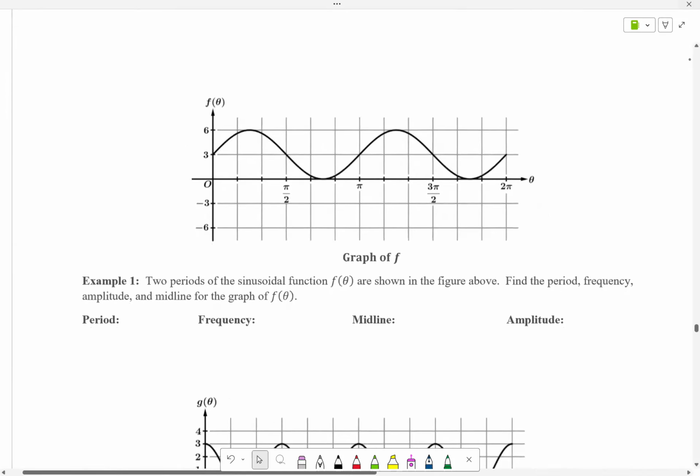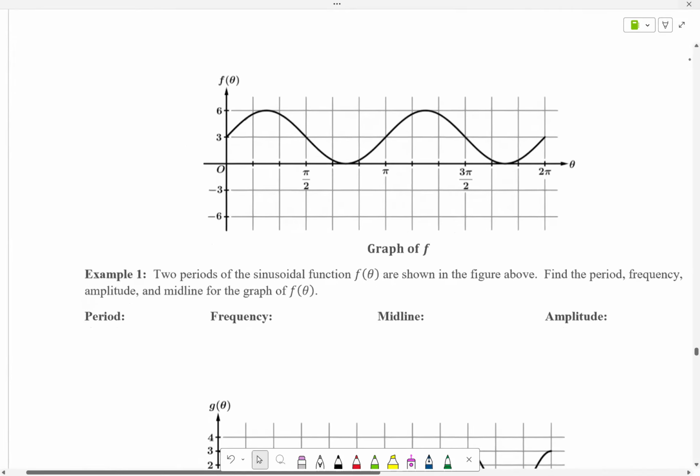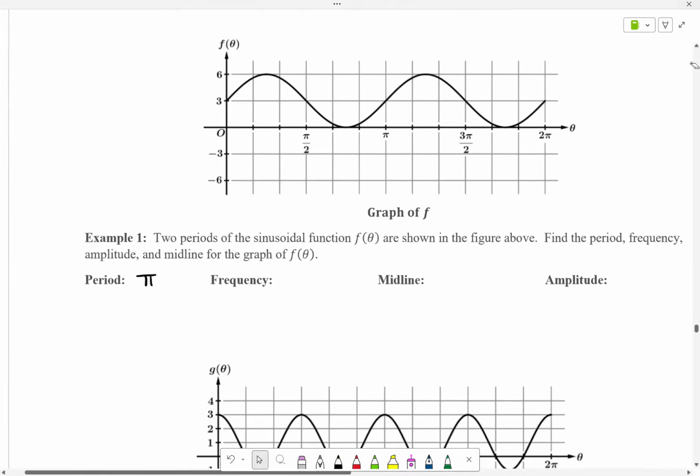Are you ready? On the count of 3, I'd like to hear the period. 1, 2, 3. Are we good with that? And that's just visually. You counted from where to where? From the point 0 to where it started over. And of course you didn't end here because that's not the repeated cycle. You had to go all the way to pi to repeat that.